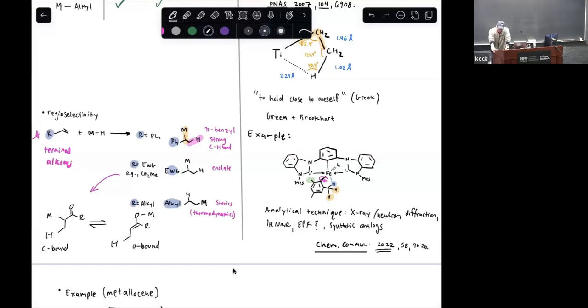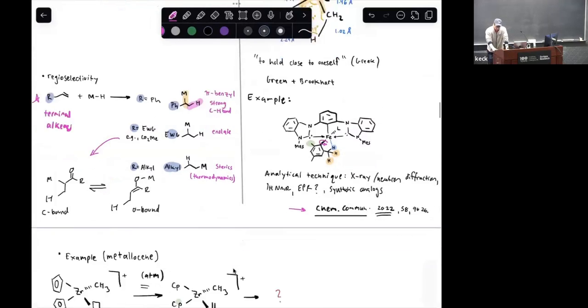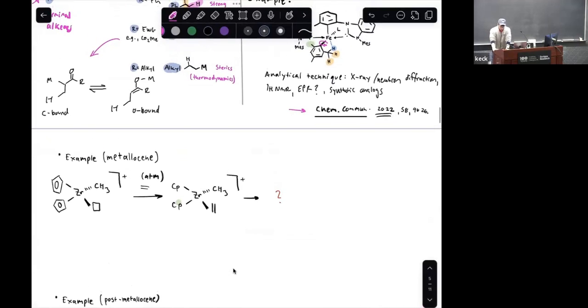Cool. And so here, if you want to read more, I think NMR turned out to be the diagnostic in the actual study. NMR turned out to be the Neil McLaughlin. You can read more about it in this ChemComm 2022 paper.